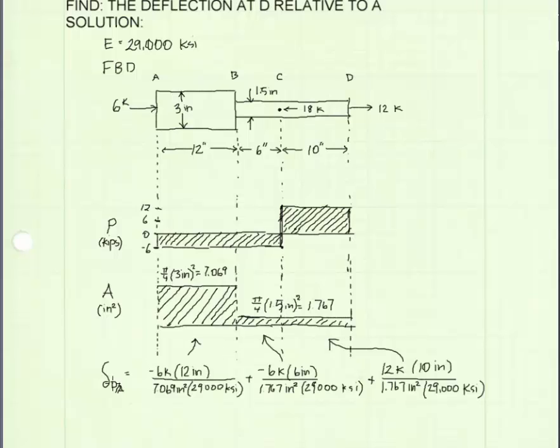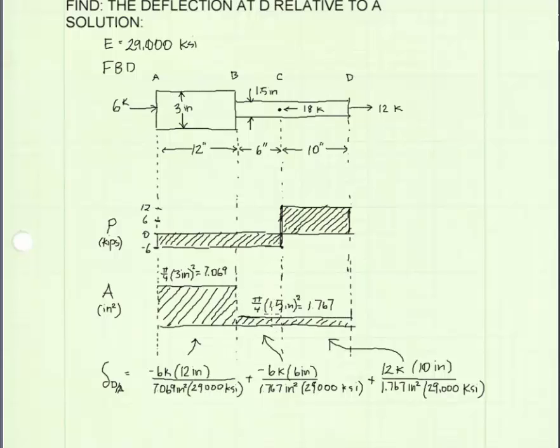The deflection at D relative to A is equal to the sum of the deflection in the 3 segments. The first segment, we can see that the internal force P is equal to -6 kips on the diagram here. The length is 12 inches. The cross-sectional area we see here is 7.069 inches squared, and E is 29,000 KSI.